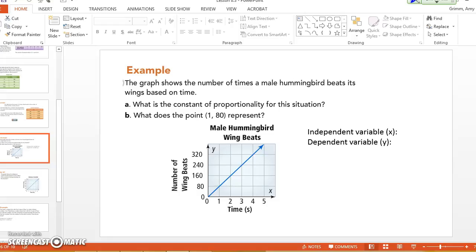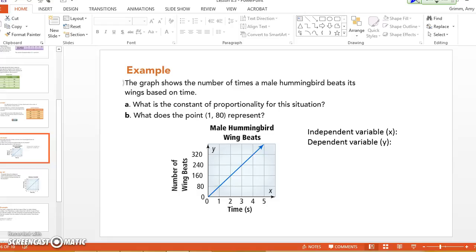Okay, so next one. First of all, just by looking at this graph, do you know if there's going to be a constant of proportionality? Yes, because it's linear and it's going through 0, 0. Remember, it doesn't have to start there, but it has to go through there. How would you find the constant of proportionality for this situation? You look at the 1 and see what number that goes out to, and that's 80, and so the constant of proportionality is 80. Very good.